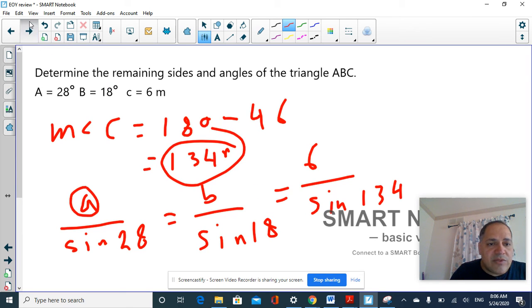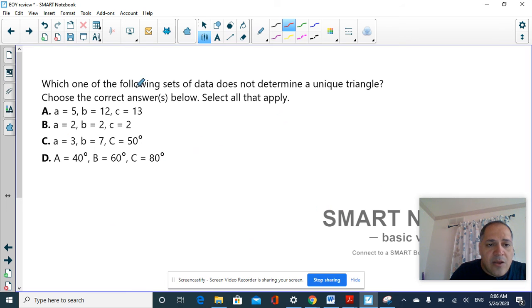One more question about trigonometry. Which of the following sets of data determine a unique triangle? Do you know what a unique triangle is? Yes, right angle triangle, isosceles triangle, equilateral triangle. This is a type of what? Unique triangle.